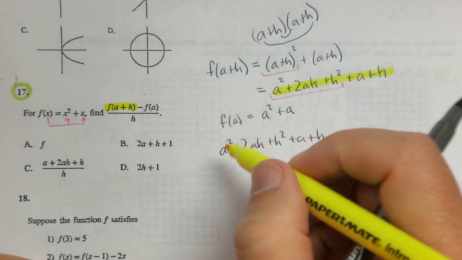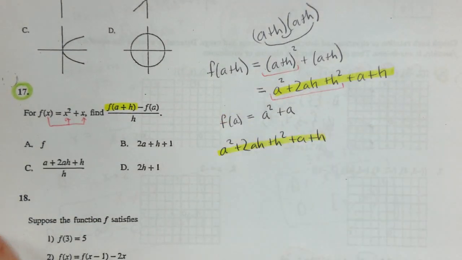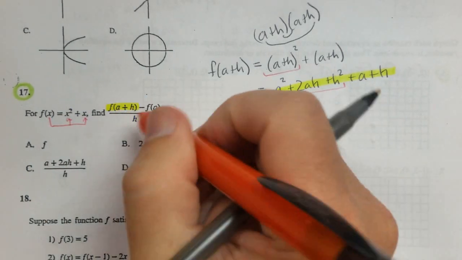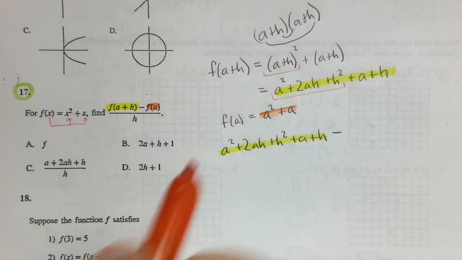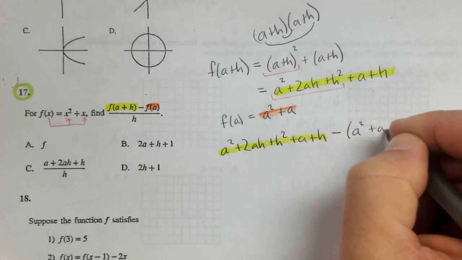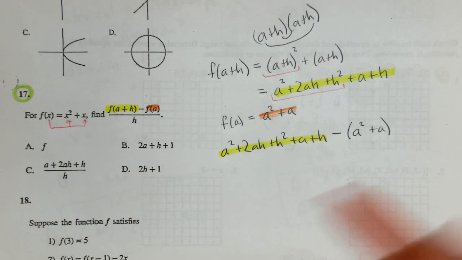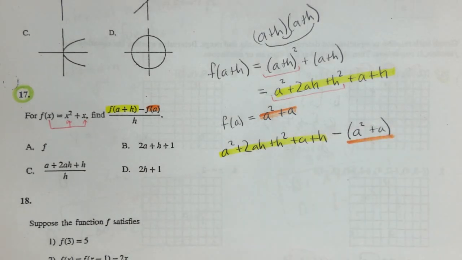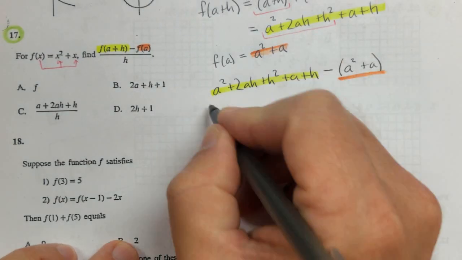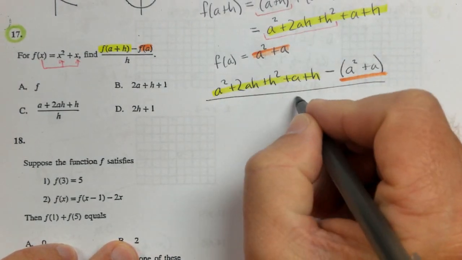There's my f of a plus h. And then I need to do minus f of a. Let's be careful with the minus sign. I need to subtract all of that. So either distribute it right away or hold off, but just make sure that negative ends up on the a as well. All over h.